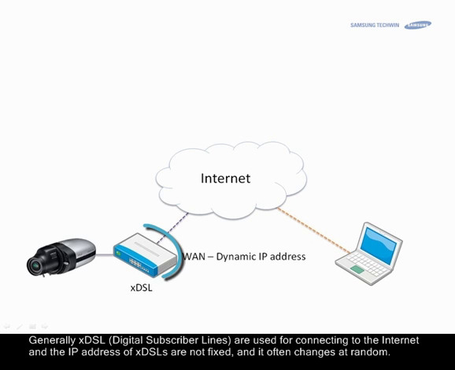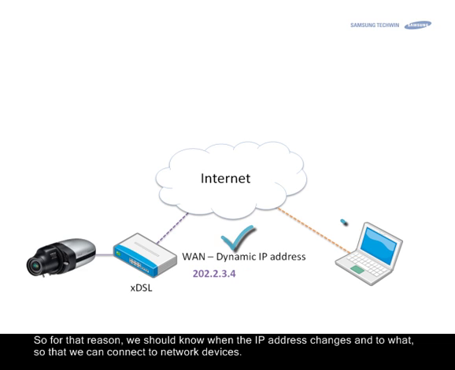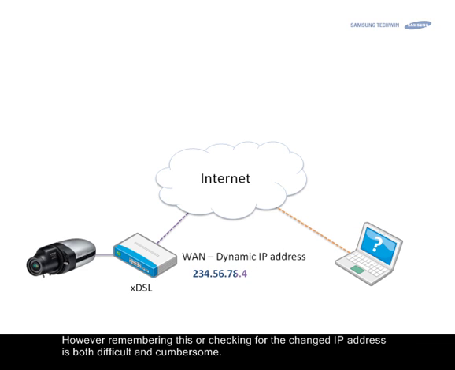Generally, DSL, or digital subscriber lines, are used for connecting to the internet, and the IP address of DSLs are not fixed and are often changed or randomized. So for that reason, we should know when the IP address changes and to what, so we can connect to those network devices. However, remembering this or checking for the changed IP address is both very difficult and cumbersome.